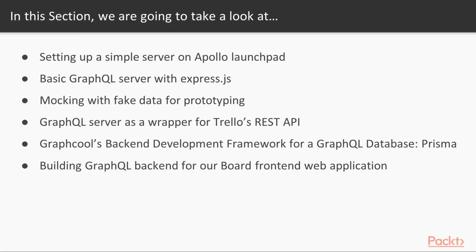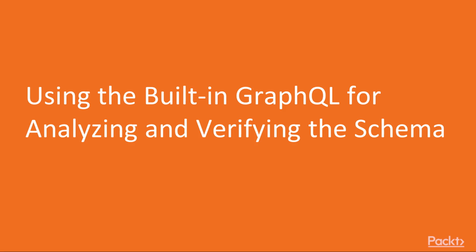Then we will use a locally running server requesting data from Trello per REST. Then we will create and will have an extended version of a server on top of GraphQL's backend development framework, Prisma. So finally, we will have a GraphQL backend for our board front-end web application. Let's start using the built-in GraphiQL for analyzing and verifying the schema.